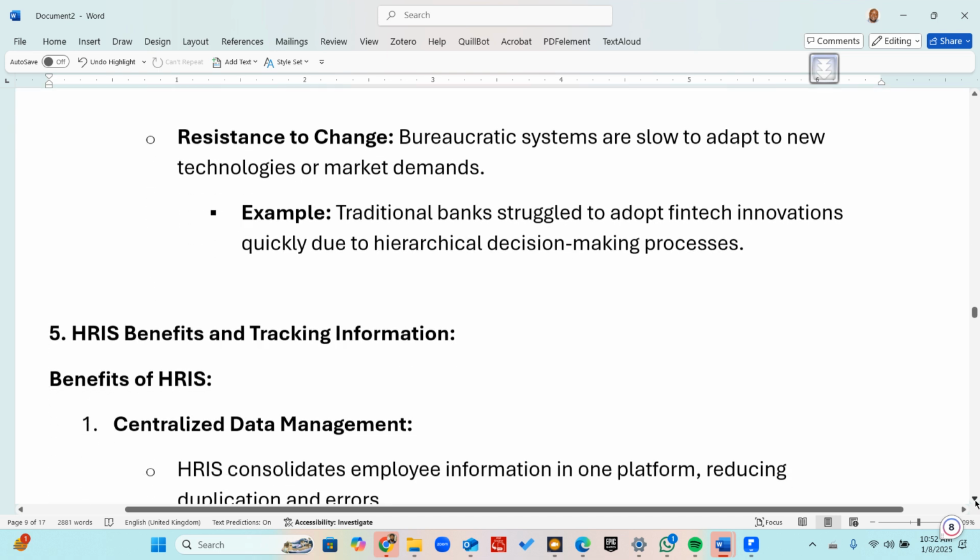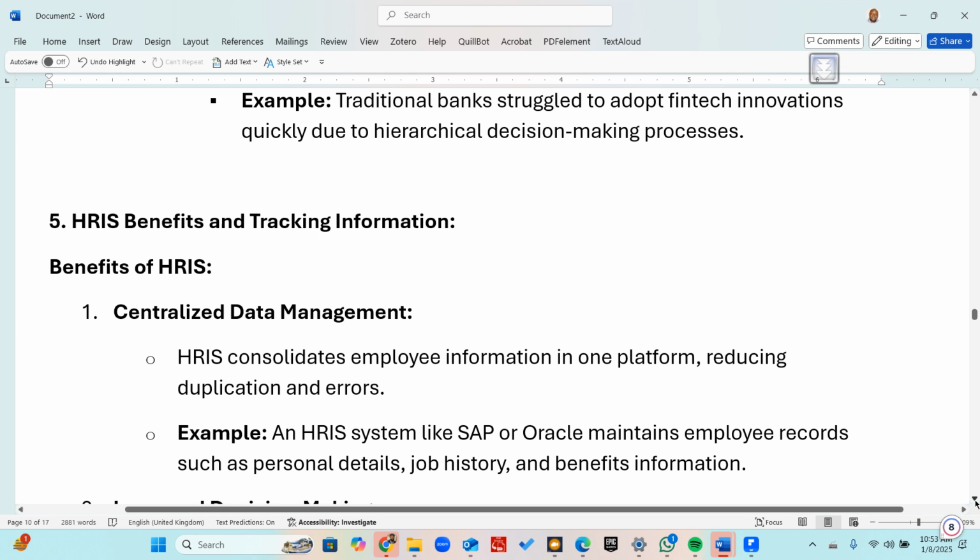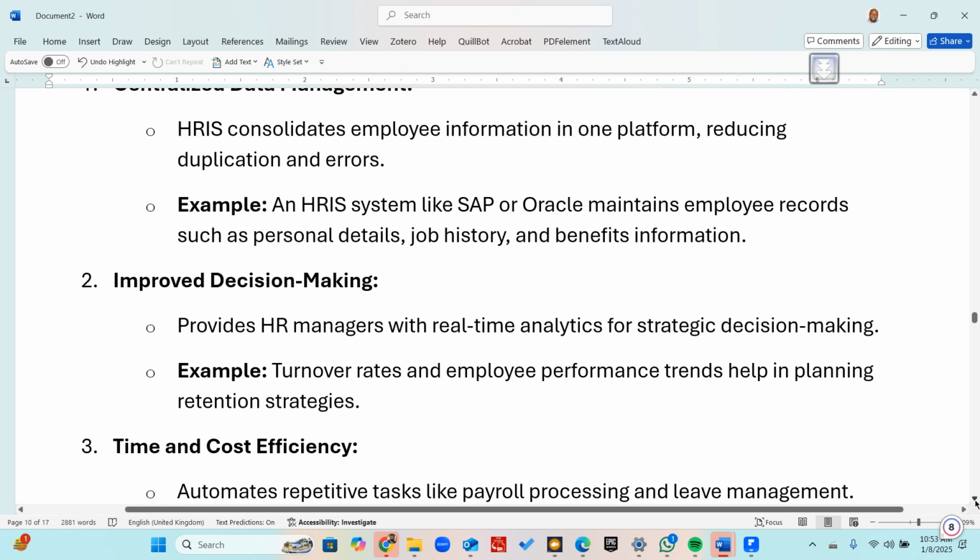HRIS, number 5: benefits and tracking information. HRIS centralized data management. HRIS consolidates information into one platform, reducing duplication and errors. Examples of HRIS like SAP, Oracle maintain employee records such as personal details, job histories, and benefits information. That's salary information and other benefits.